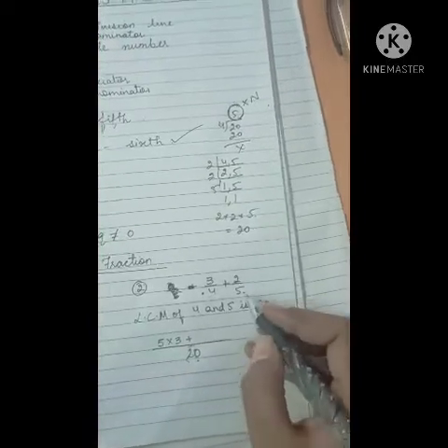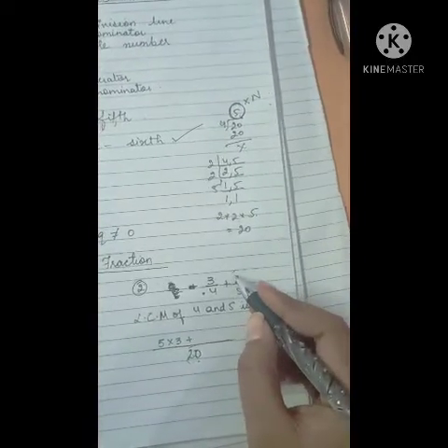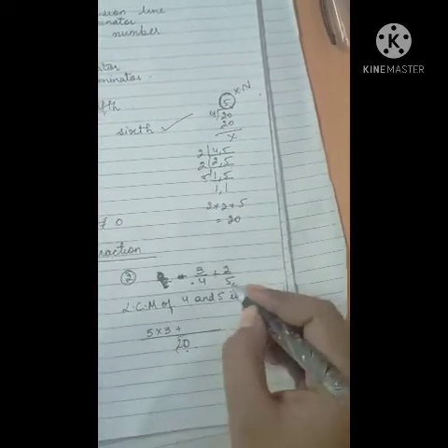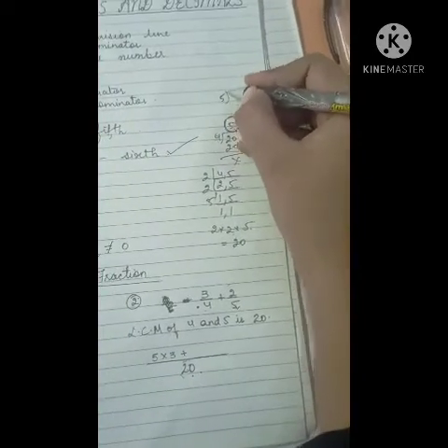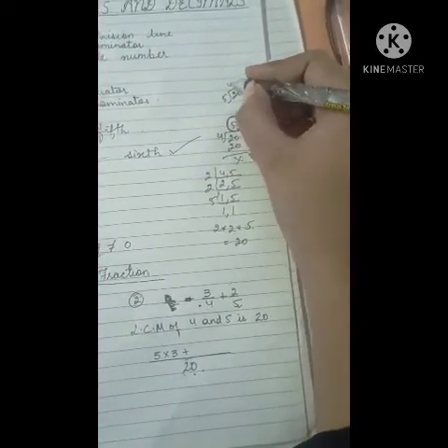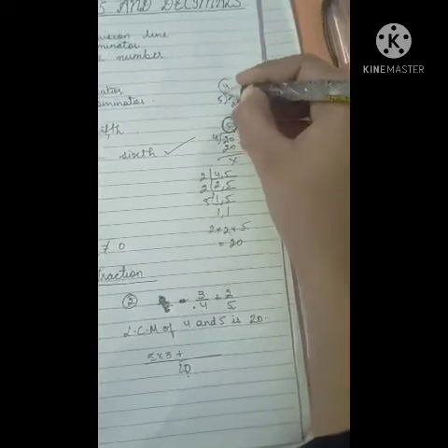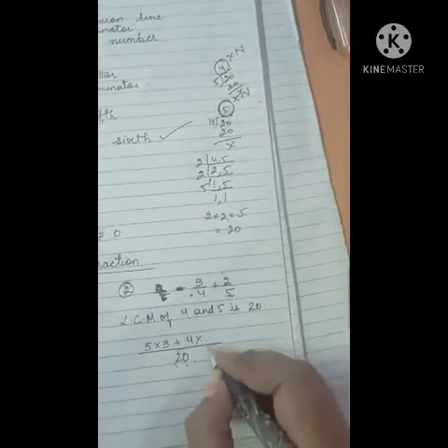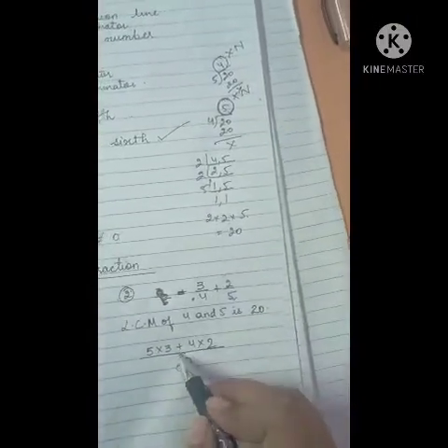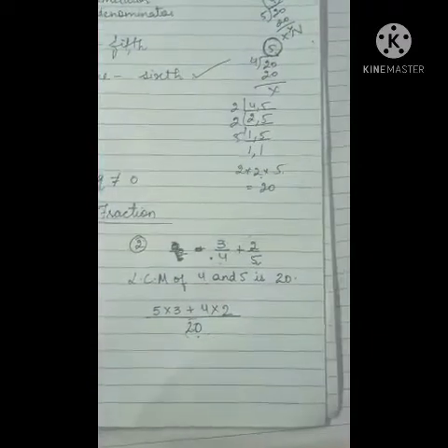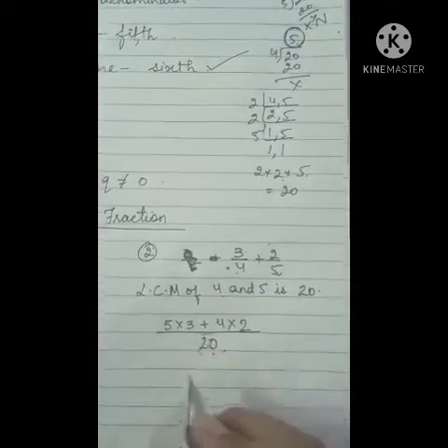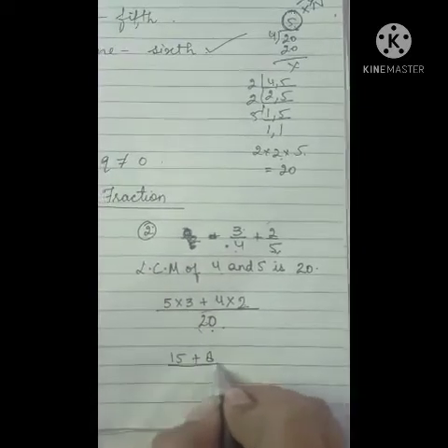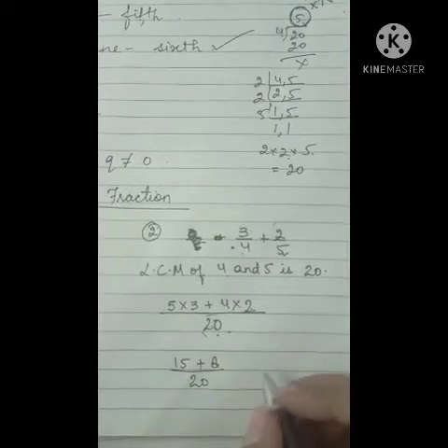Now the same process we are going to do with the next fraction. We divide this denominator by the LCM. That means we divide 5 and 20. What we get here? 4. Now we multiply this by the numerator of the same fraction. Here the numerator is 2. And we write this positive sign as it is here. So we'll get this. Now 5 3s are 15 plus 4 2s are 8 divided by 20.